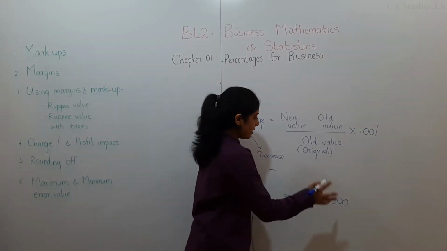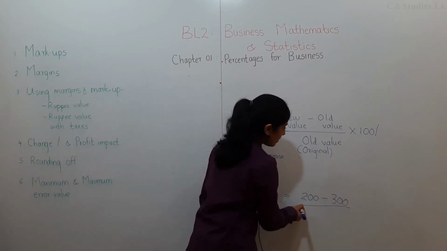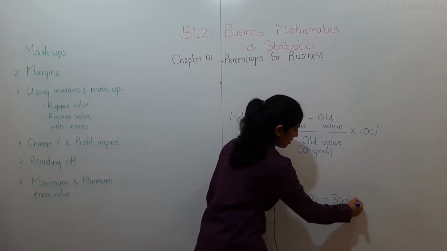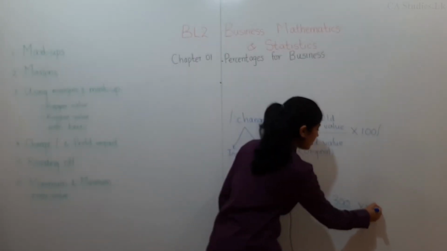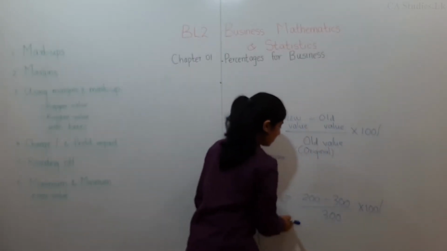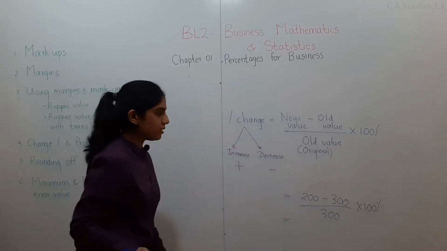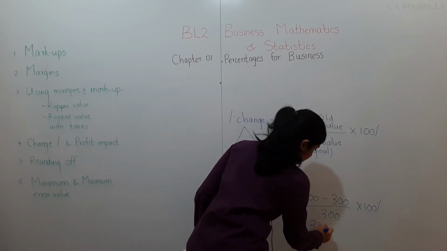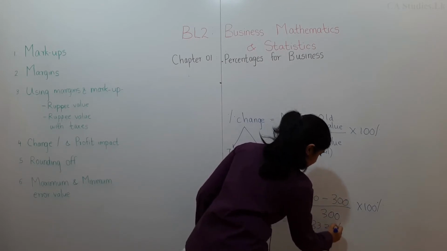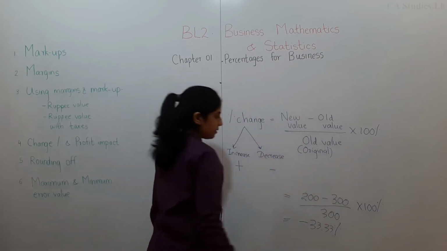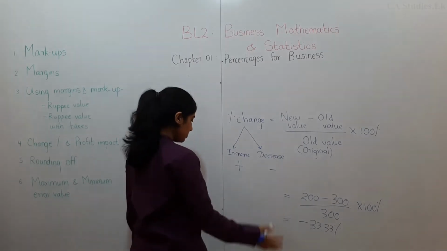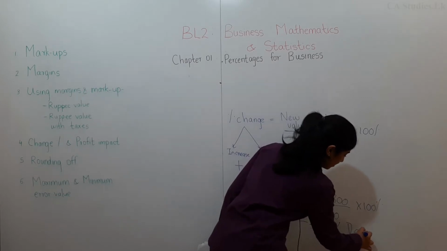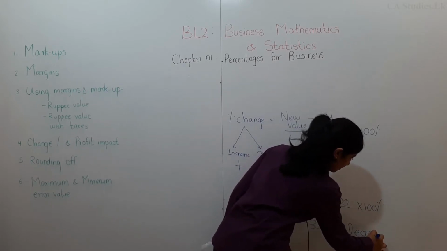So you apply like this: 200 minus 300 divided by old value 300, multiplied by 100%. That's it. What's your answer? Minus 33.33%. Minus means what? Decrease. So you have to write decrease.